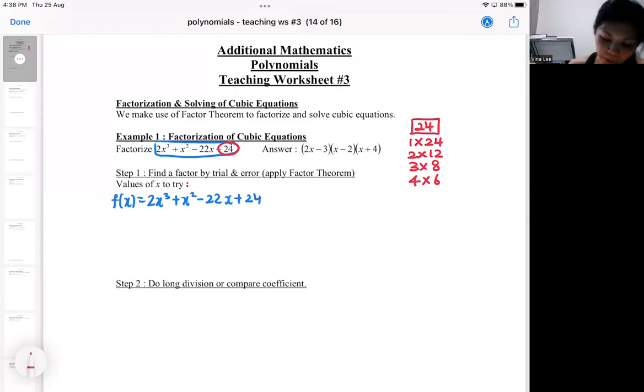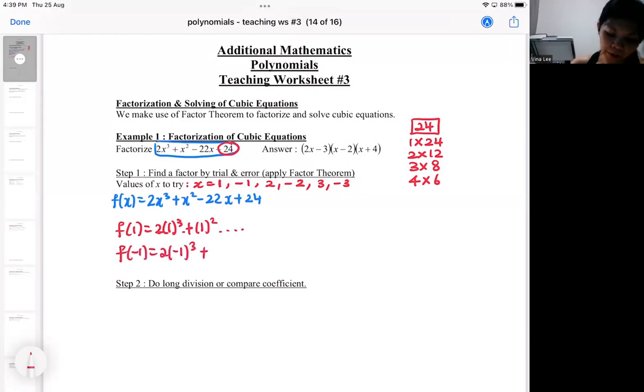So there is a factor 1, so I'll be trying x equal to 1 or minus 1. There is a factor 2, I'm going to try 2 and minus 2. Factor 3, I'm going to try 3 and minus 3. So what do we mean by we try? I'm going to do f(1). You just punch calculator. You do f(-1) by punching calculator.